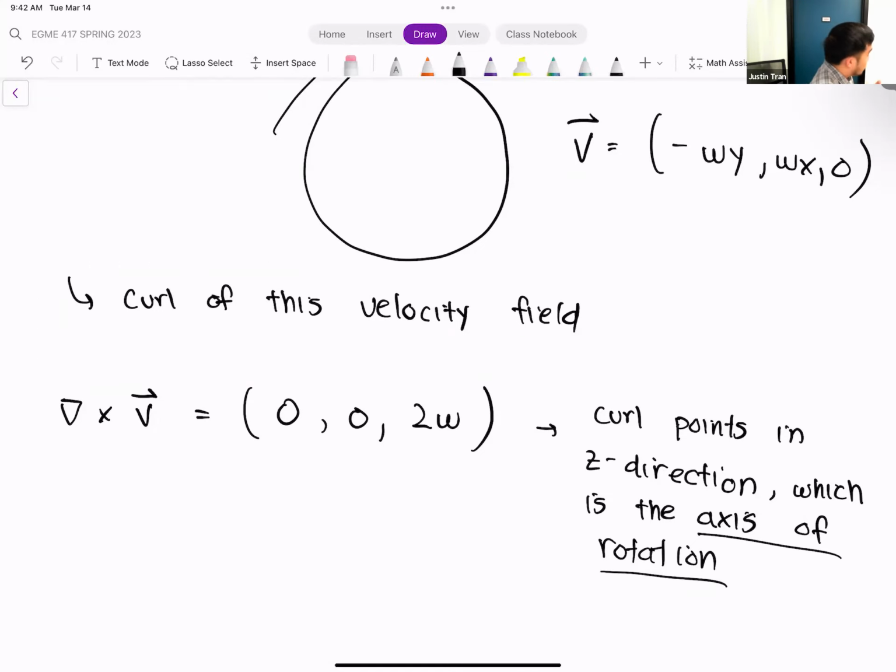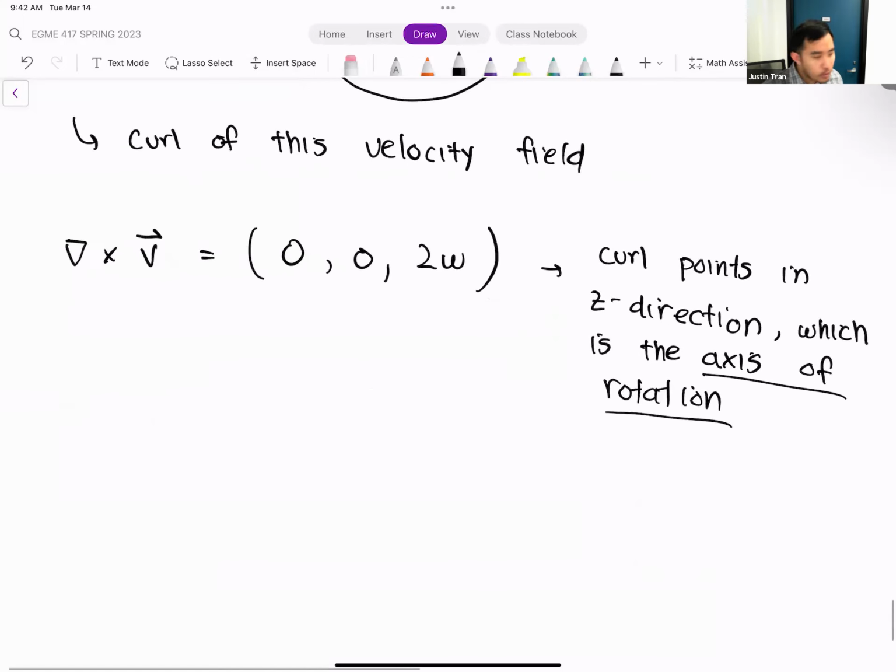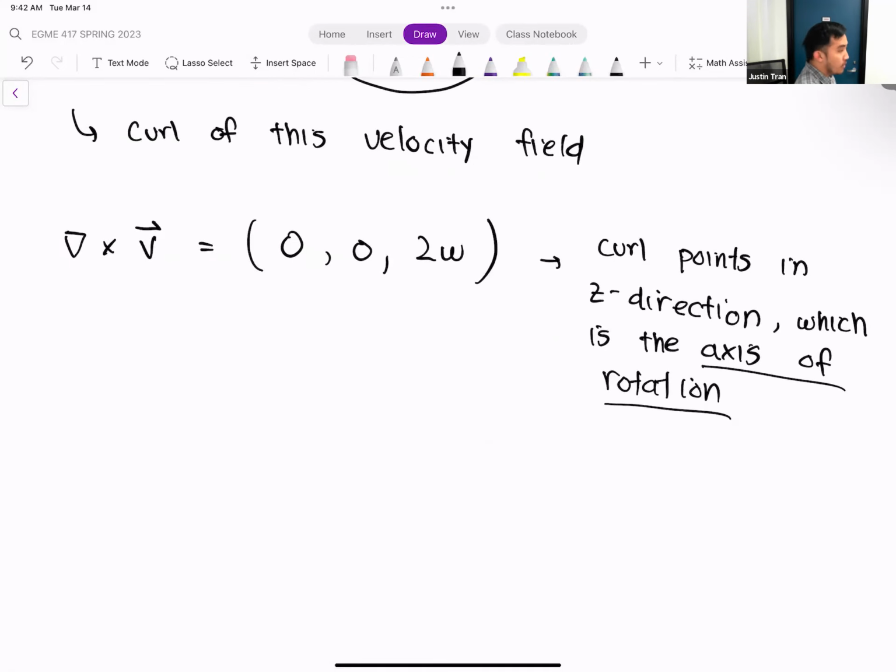Another thing that you'll notice from this result is that our curl is non-zero. And so this means that if you are on this turntable, you are going to spin. Seems obvious, right? You sit on a rotating object, you're going to spin. But more importantly, not only is your whole body going to spin, but your orientation is going to spin as well.